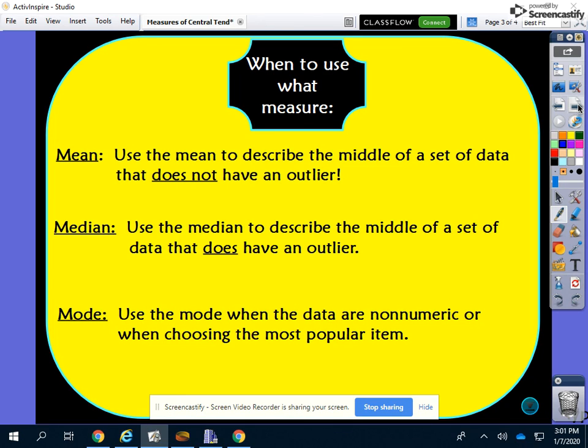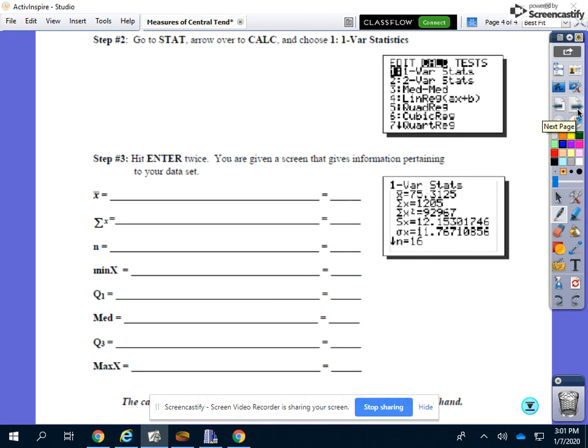Now we'll take a look at how to do this on our graphing calculator. As you can see, on your worksheet, you have a data set. This data set represents the scores of 16 students on a math quiz. The first thing you will do is enter the data set into your calculator.